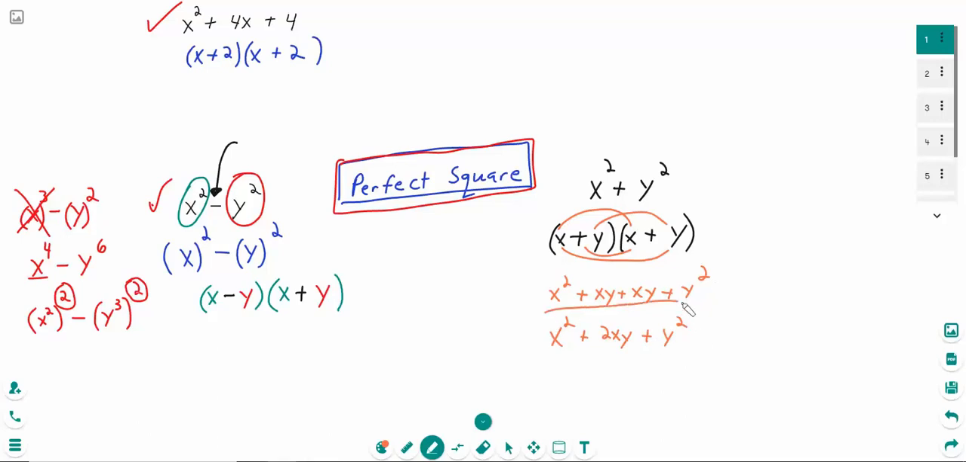This is not the same as this. Okay, we did not get back to where we started, so something went wrong in our factoring. And the problem is this middle term. This middle term showed up, okay? And we didn't want that middle term to show up. But there's no way around it. There's no way to get rid of that middle term because all of the signs here are positive.